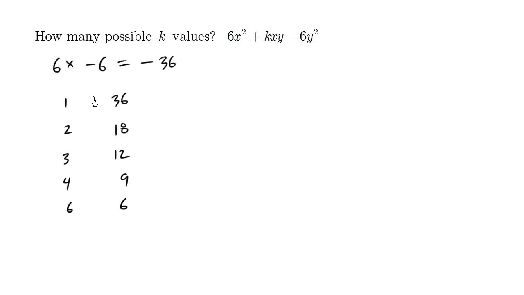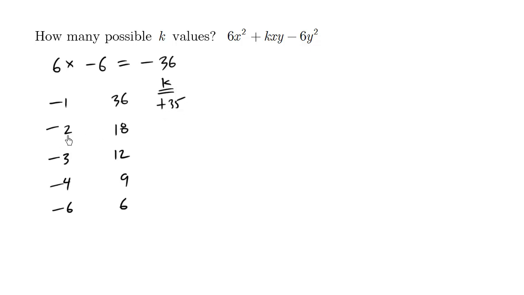So the way that we multiply two numbers to generate -36, I'm going to stick a negative sign over here. So this times this is -36. And what is the k-value? The k-value, the coefficient of the middle term, is formed by adding these. So what we end up having here is k would be +35.